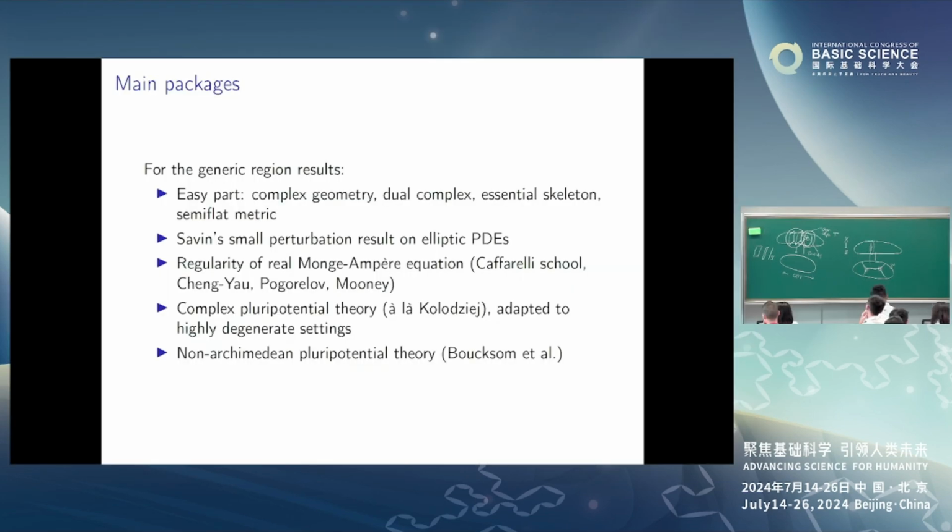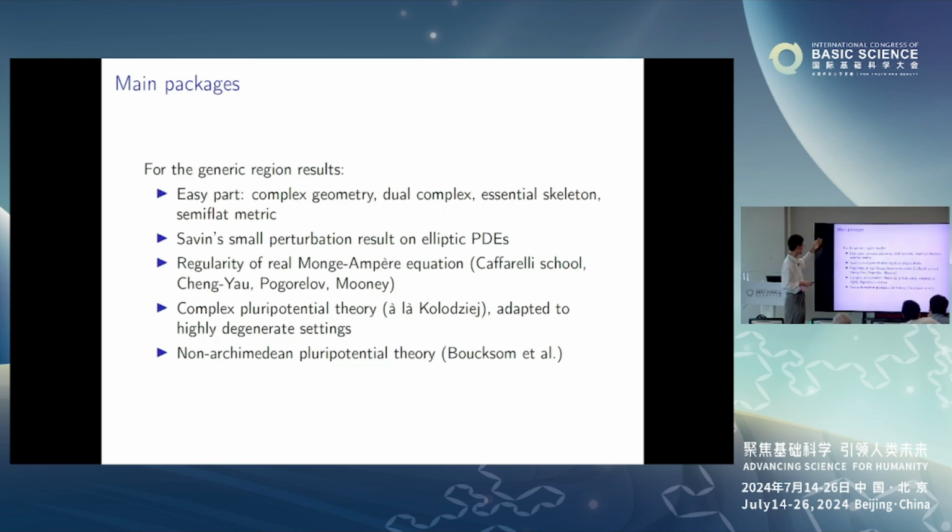So for the generic region, I'm going to give you a review about what sort of things get involved in constructing and proving such theorems. The generic region has a completely different style compared to the non-generic regions. The generic region results involve some complex geometry, some basic differential geometry, such as dimensional reduction and semi-flat metrics. It involves Savin's small perturbation result on elliptic PDEs, some regularity theory of the Monge-Ampère equation. Well, the main focus for me is really complex pluripotential theory, adapted to the degenerate setting. And for more general results, one needs some non-Archimedean pluripotential theory.